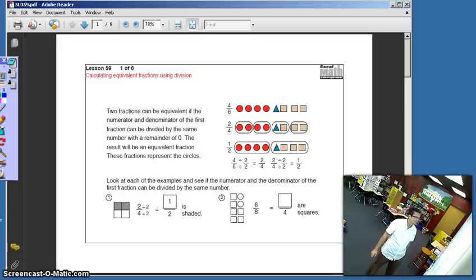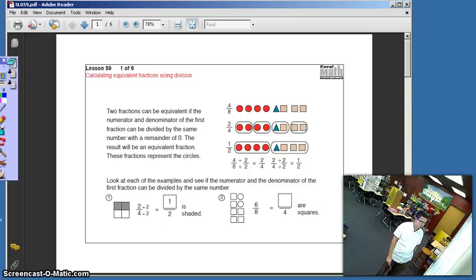All right, we're going to be doing lesson 59 of the 5th grade Excel on calculating equivalent fractions using division. So we see here the text that starts off this lesson. It says two fractions can be equivalent or equal to each other if the numerator and denominator of the first fraction can be divided by the same number with a remainder of 0. The result will be an equivalent fraction.